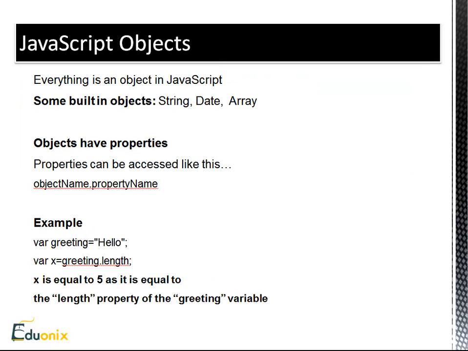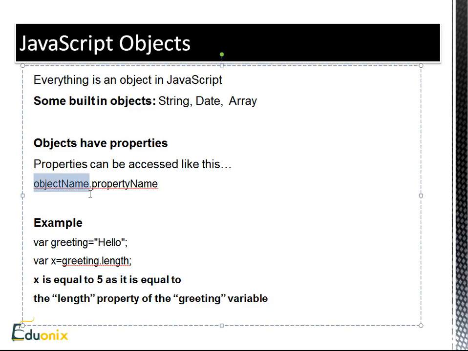Okay, objects. In JavaScript, pretty much everything is considered an object. A string, numbers, dates, arrays are all considered objects. And objects have properties and methods. Properties are basically characteristics, and we can define properties with dot syntax. So we want to say the object and then dot and then the property name.